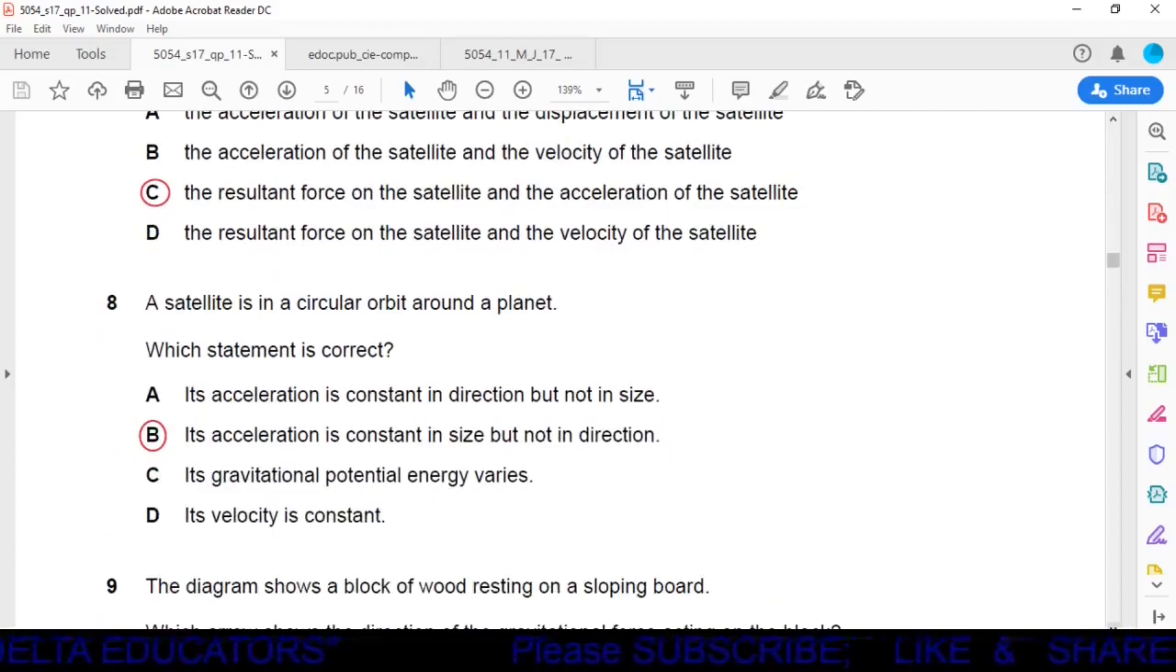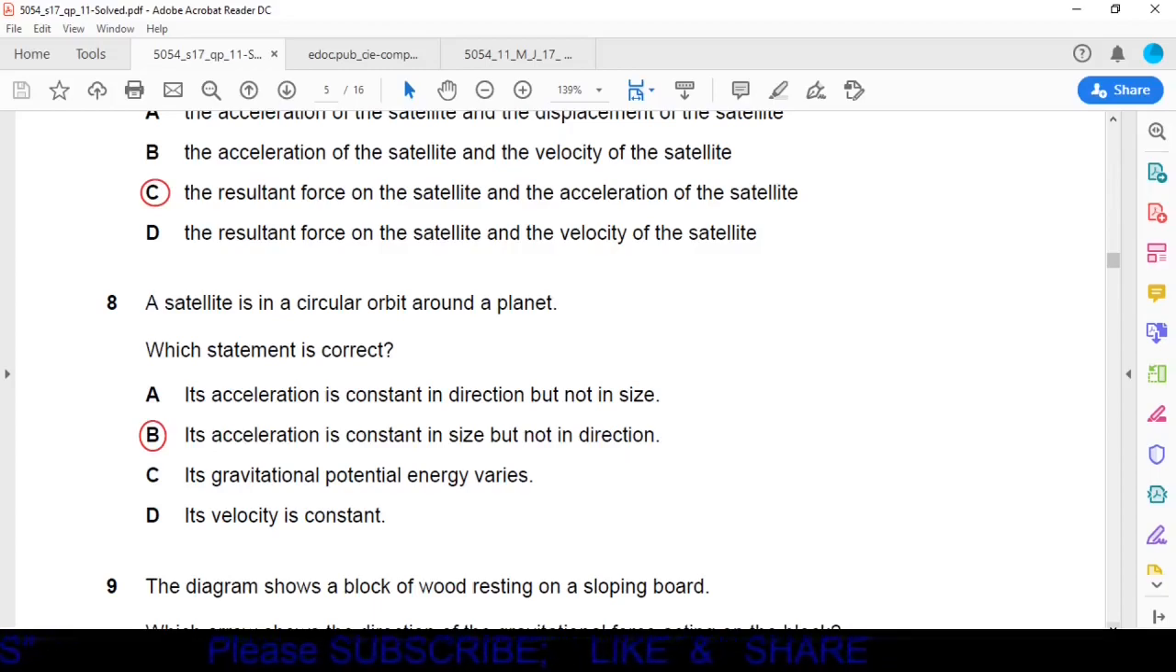Question number 8. A satellite is in a circular orbit around a planet. Which statement is correct? Option A. Its acceleration is constant in direction but not in size. Option B. Its acceleration is constant in size but not in direction. Option C. Its gravitational potential energy varies. Option D. Its velocity is constant.